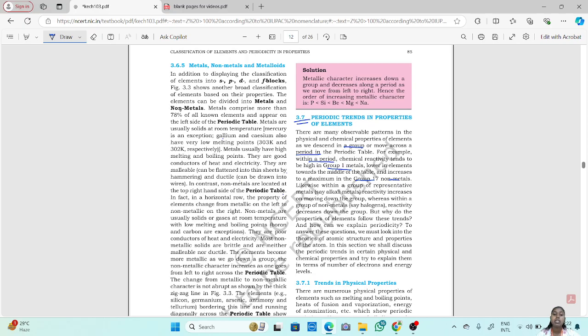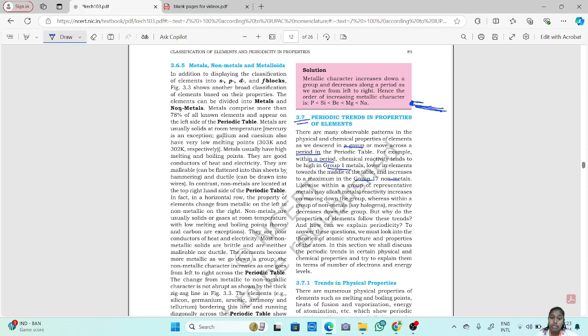A period is a horizontal line from left to right. So in a period, if we want to check the chemical reactivity, it is high at the group 1 elements. As we go from group 1 to the middle groups, that is from 3 to 12, in the middle you can see the reactivity is lower.